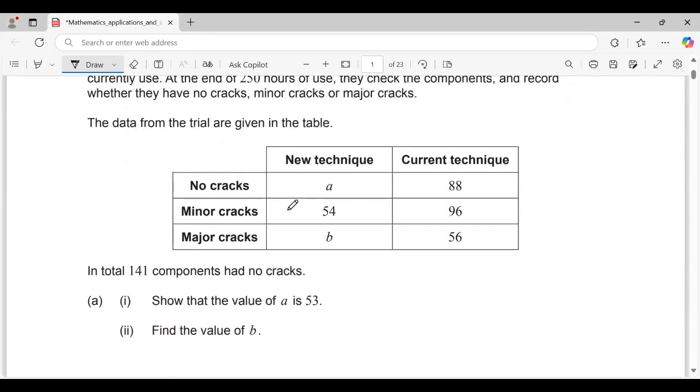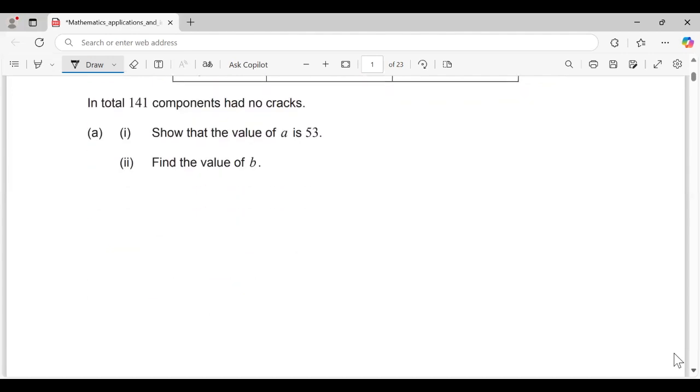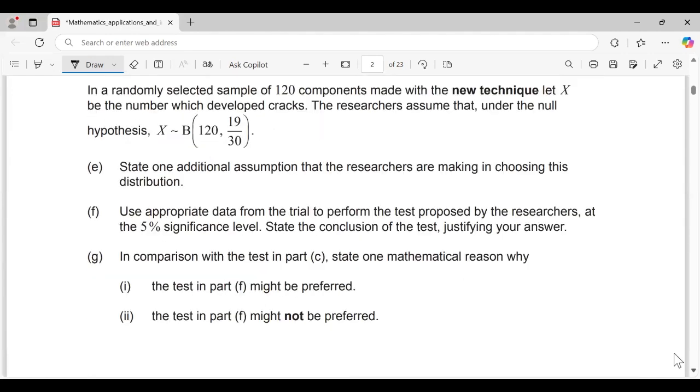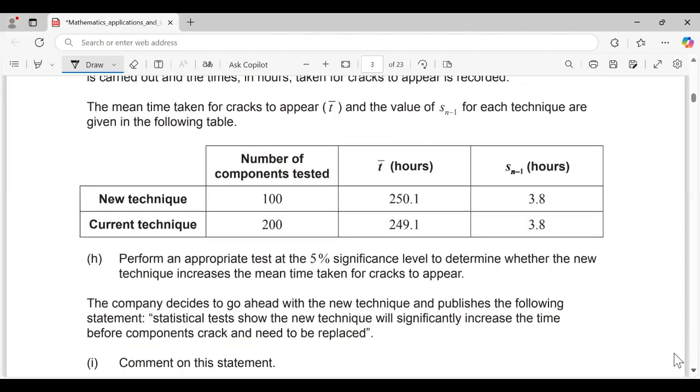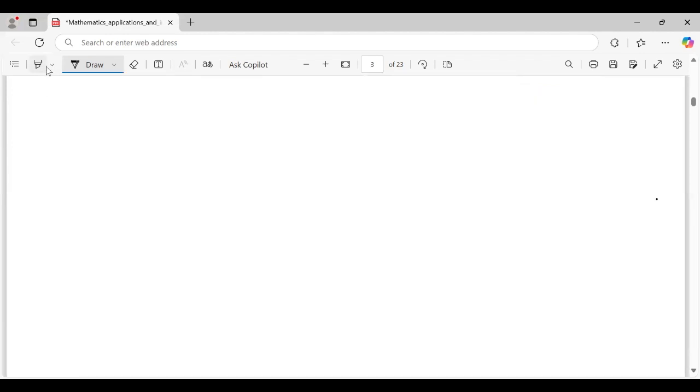So I'm going to use this A and this number. A plus 88 equal 141 according to this information. So A plus 88 equal 141. So A equal 141 minus 88, and it is 53. So it is 53. Here's part one. Part two.